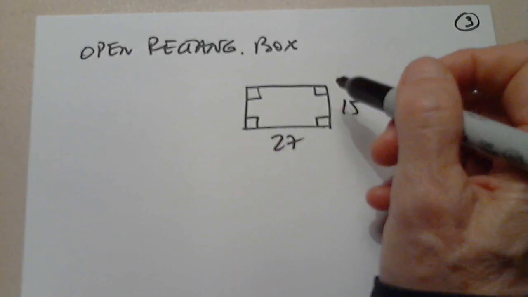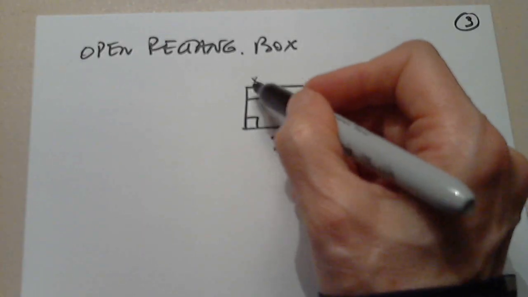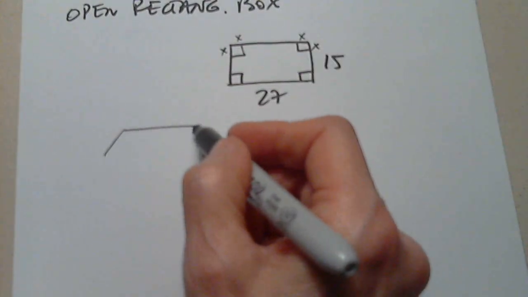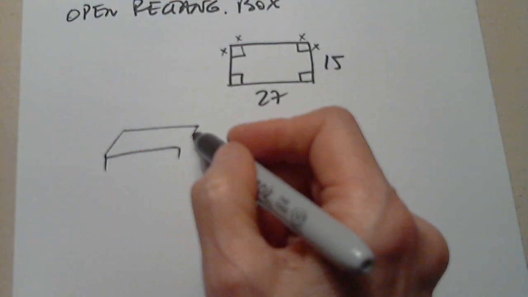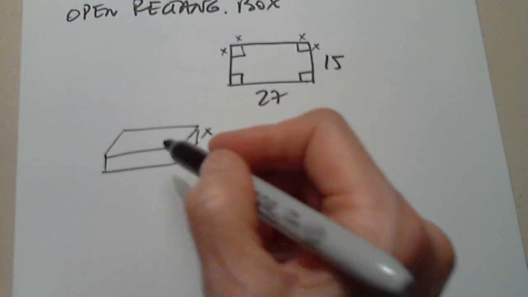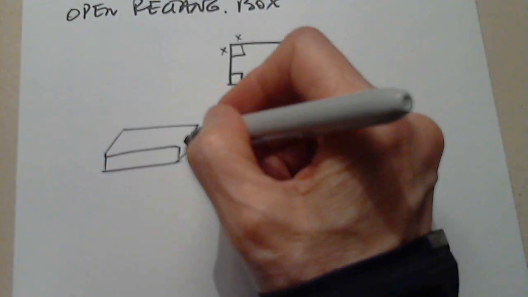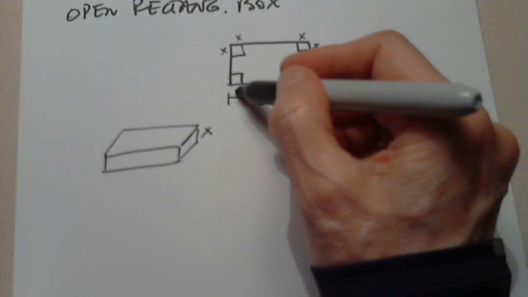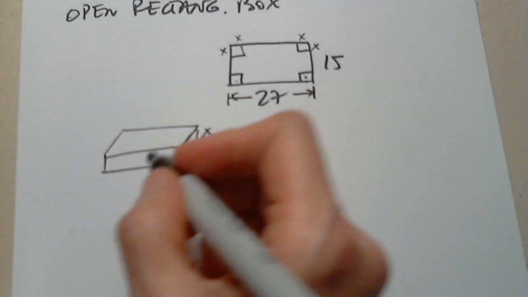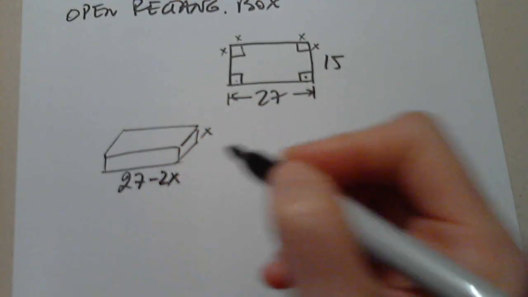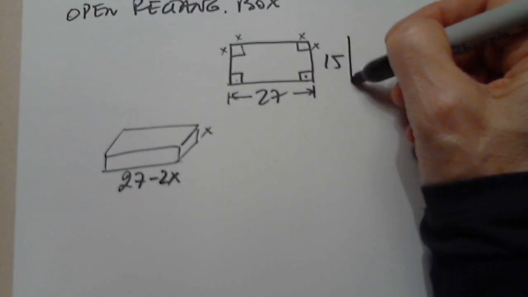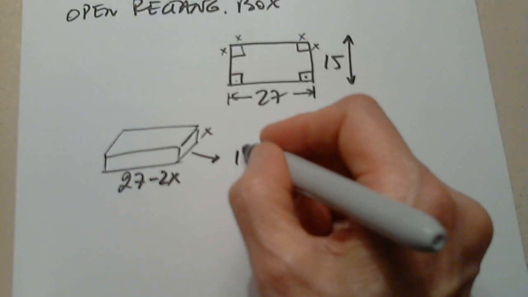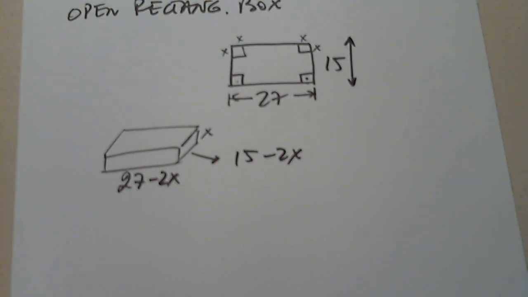So we have this x and x because they are congruent, meaning they're equal. And then when we create the box, the height will be x. So obviously, if this is 27, when we cut x and x, this will become 27 minus 2x. And this is 15. But when we cut x and x, this width will be 15 minus 2x.